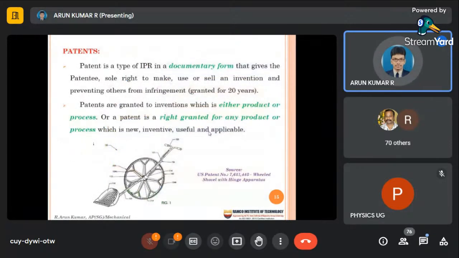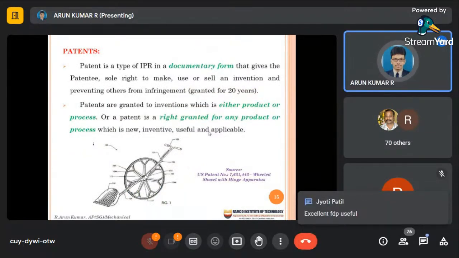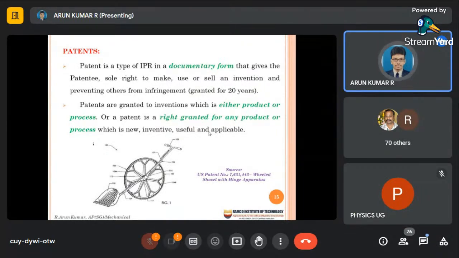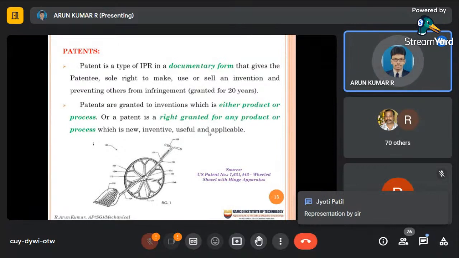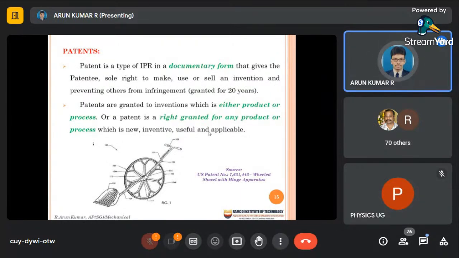The first one is patent. So what actually is a patent? Patent in India is granted for inventions and innovations. Those inventions or innovations can be a product or a process, and that product can be either in a tangible form or even in an intangible form. So hopefully you got it.